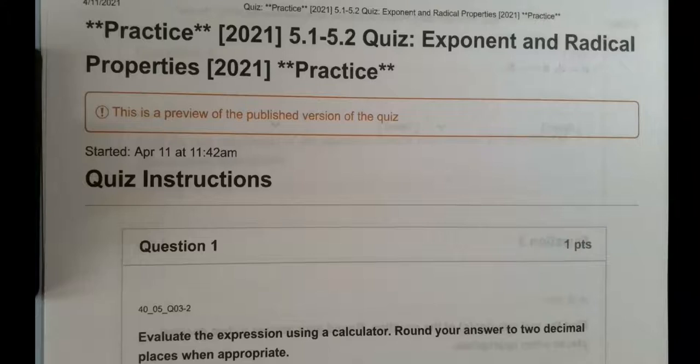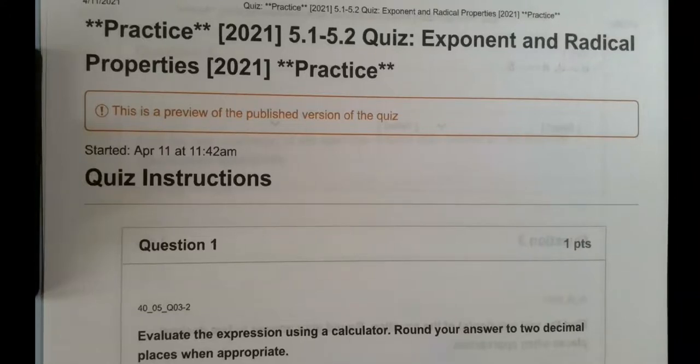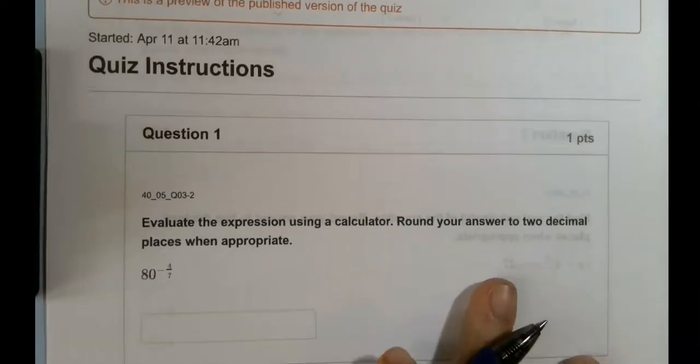In this video, I am going over the 5.1 to 5.2 quiz review. This is a quiz on Canvas, but I printed it out so I can work it out for you.